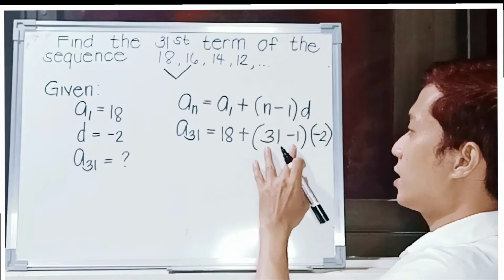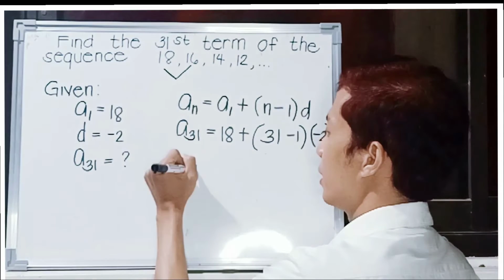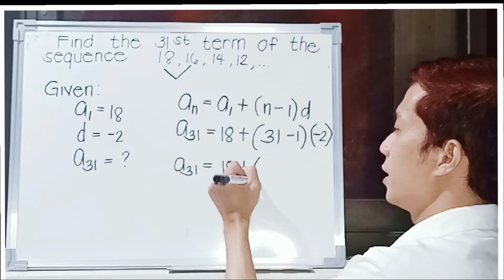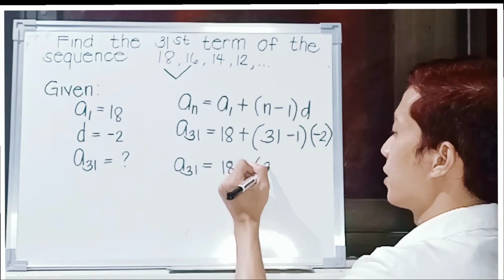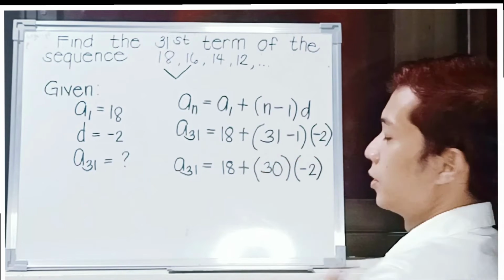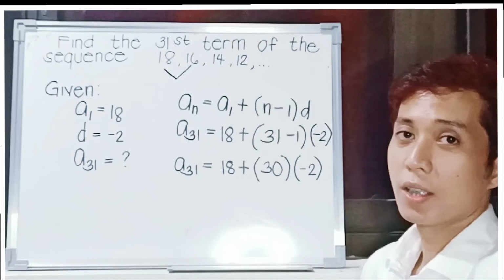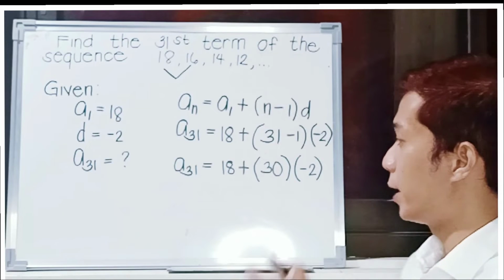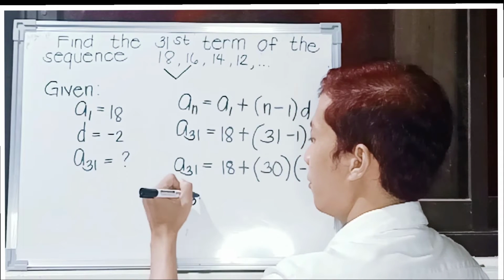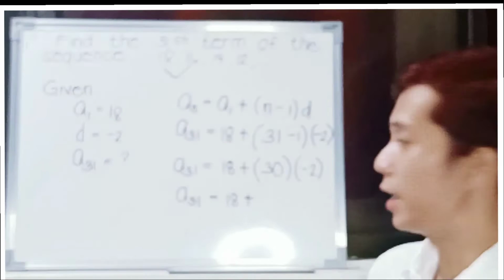Okay? So let us first subtract 31 minus 1. So a sub 31 is now equal to 18 plus 31 minus 1, basic na basic, that is equal to 30 times negative 2. So dito naglagay tayo ng parenthesis dahil kung hindi tayo maglalagay ng parenthesis, so that will be implied as subtraction. So remember here that we are multiplying. So let's continue. A sub 31 now is equal to 18 plus. Let us first multiply 30 by negative 2.